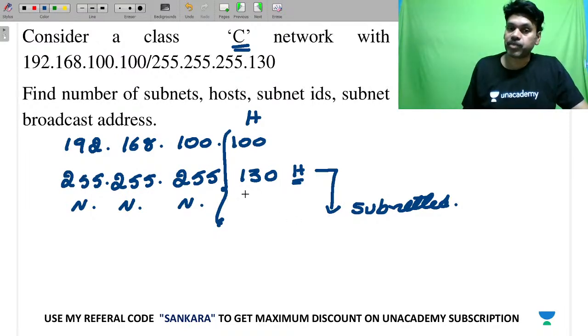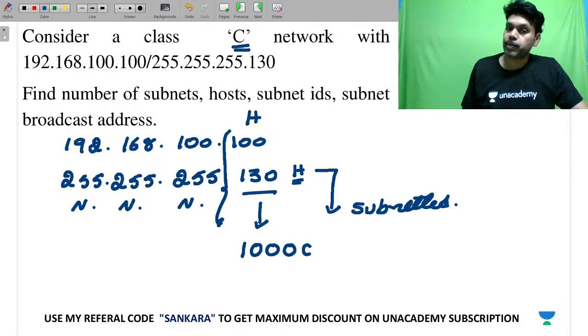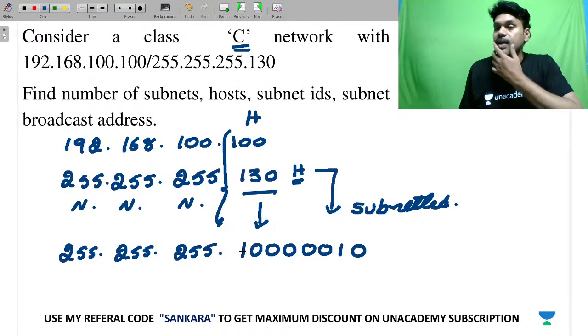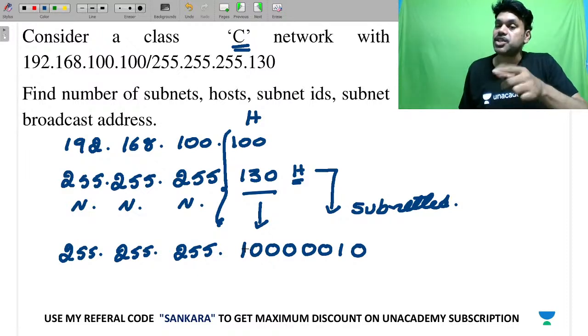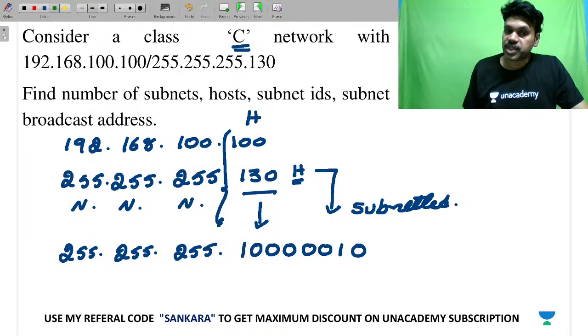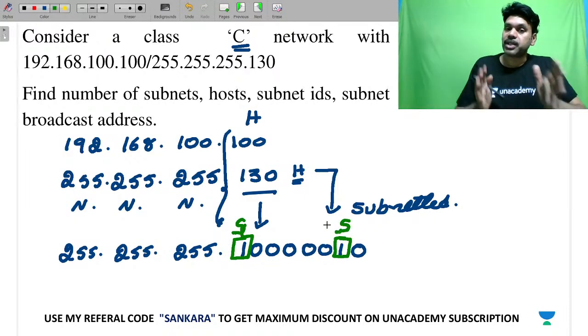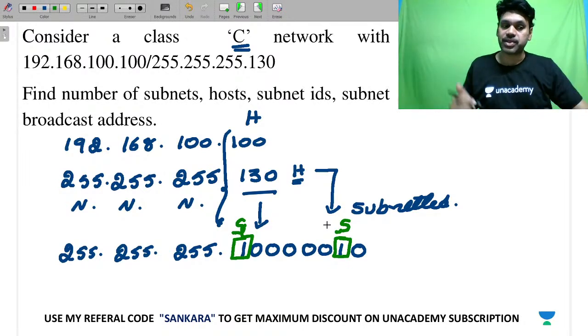How is it subnetted? I am going to write your 130 in binary. 128 is on, 64 off, 32 off, 16 off, 8 off, 4 off, 2 on, 1 off. So this is your subnet mask, and this is how it is manipulated. What do you understand? 1 indicates subnetted, 0 indicates host, right? Therefore, the 128th position is subnetted, and the 2 position is also subnetted. All together it is 130. There are no other alternatives to this question.